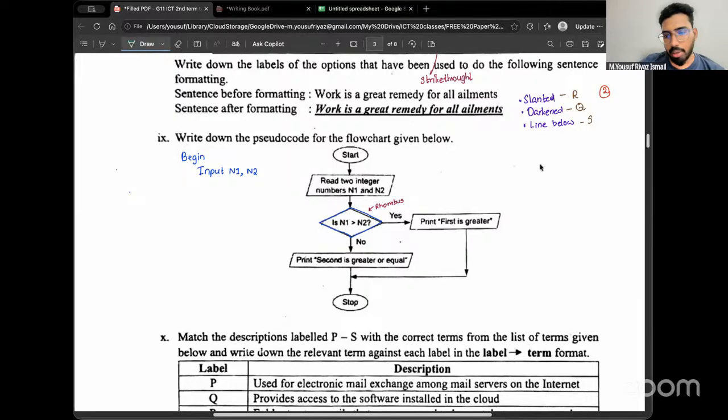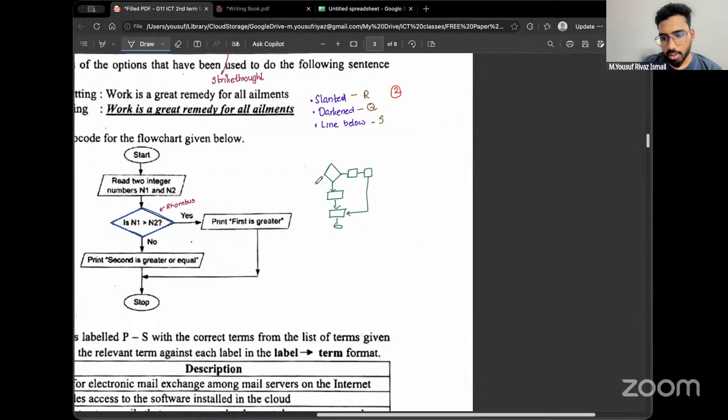For those who can't remember how to figure out whether it is a selection structure or repetition structure, I thought of something like this. Mostly you might have a rhombus used in this kind of a pattern, or you might have a rhombus used in this kind of a pattern.